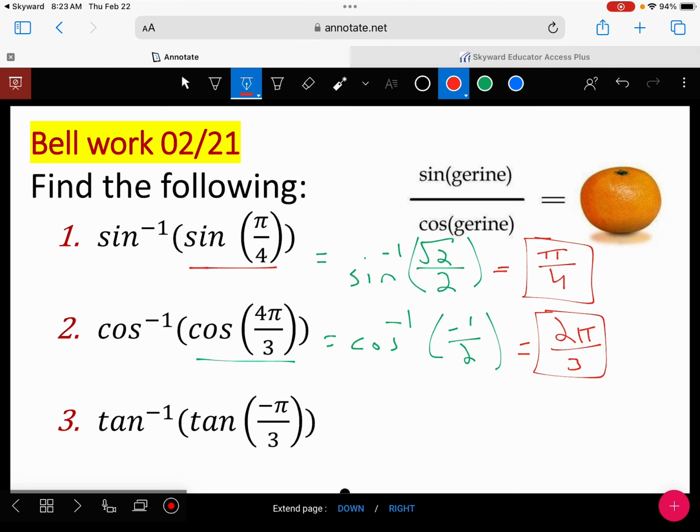So finally, number three, first thing we got to do is solve for the inside. Tangent of negative pi over 3. What's the coterminal angle to negative pi over 3 that's on our unit circle?